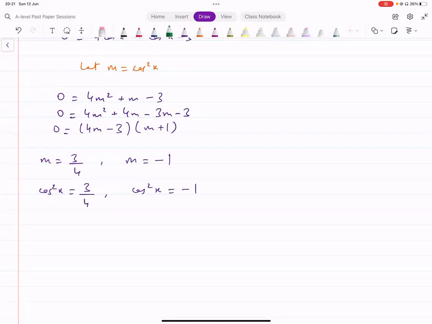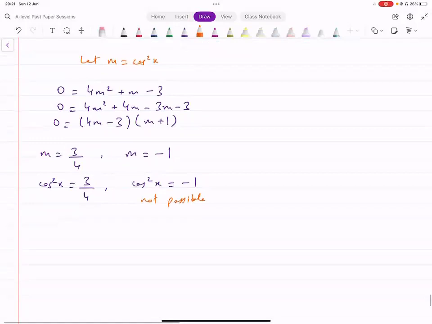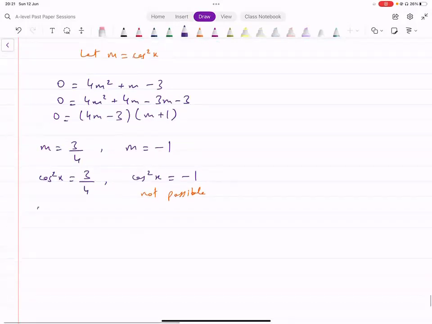Now, of course, since it's cos square, a cos squared cannot be negative. It can't be minus 1. So this is not possible. We ignore this possibility. So the only possibility that we have now is that cos square x equals 3 over 4. So we take square root on both sides. Let's see what that gives us. Cos of x equals plus minus. Do not forget plus minus. Whenever we take a square root, we put plus minus. Square root of 3 over 2. That's what cos x turns out to be.